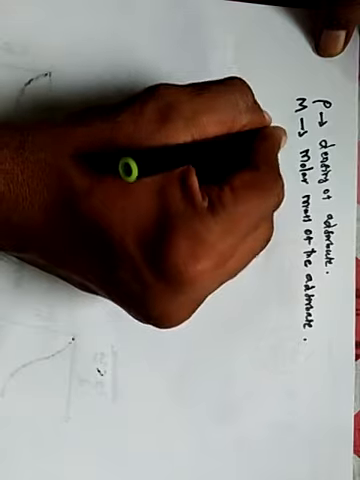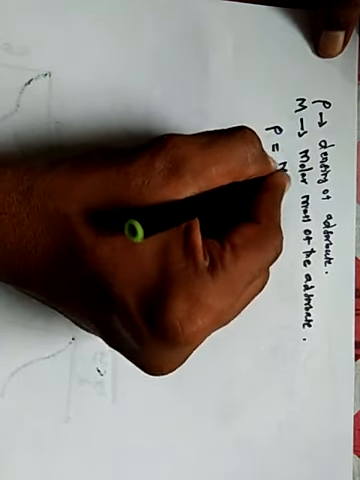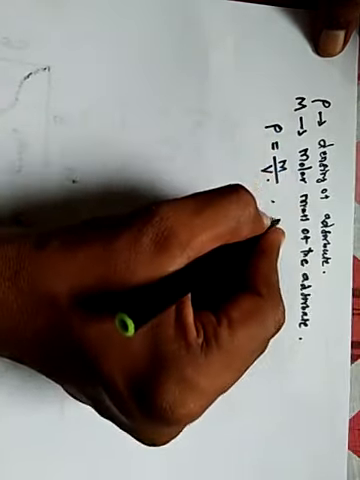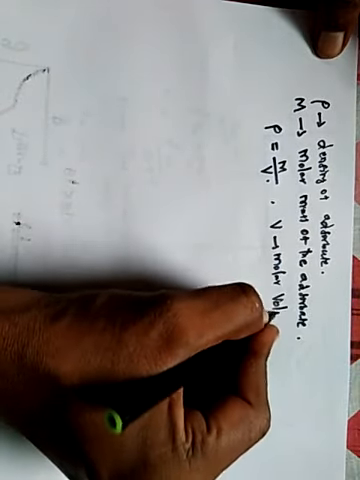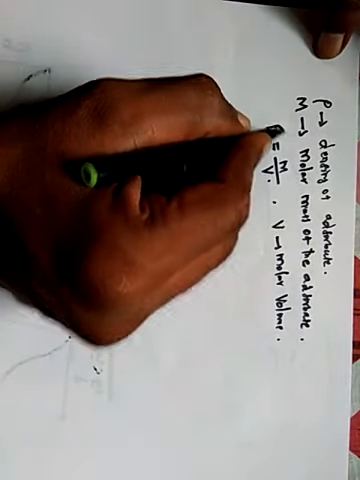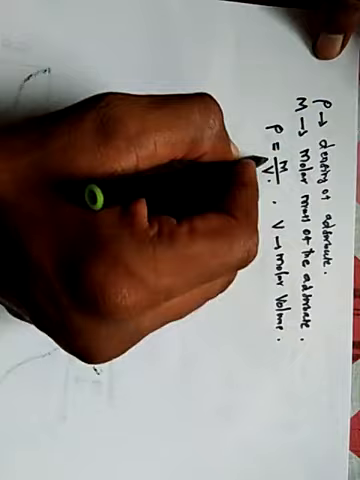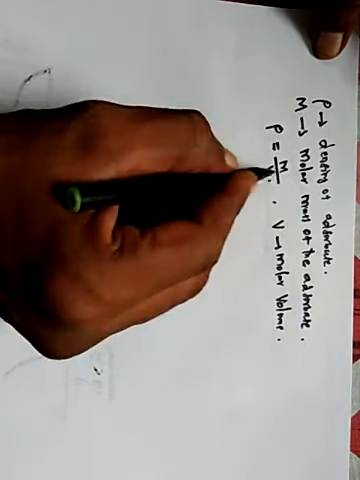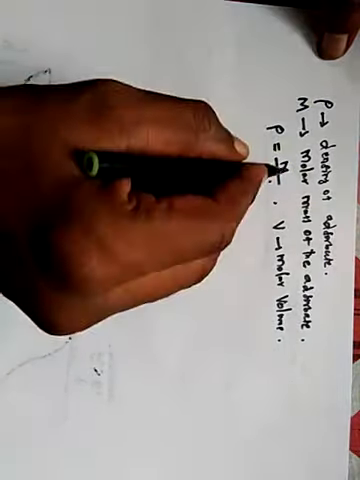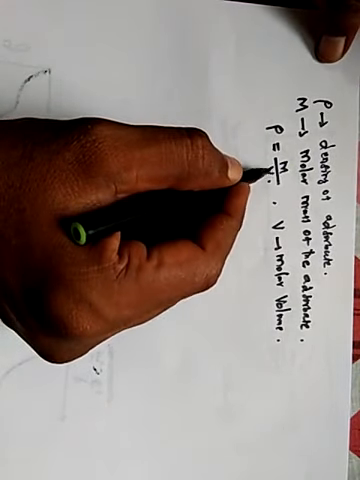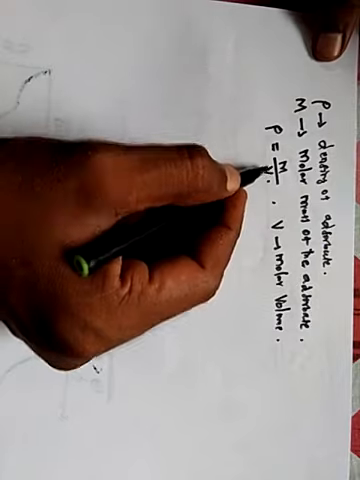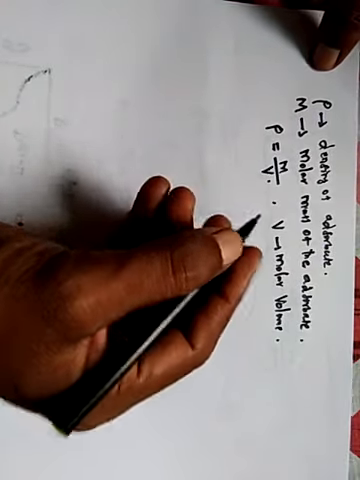Now, density rho equals mass by volume. Here V is the molar volume. Since rho is the density and M is the molar mass, V is the volume of 1 mole of substance. You can simply say it is the molar volume, right?